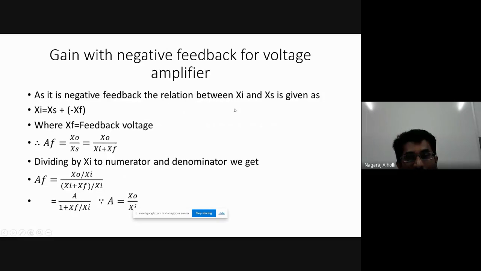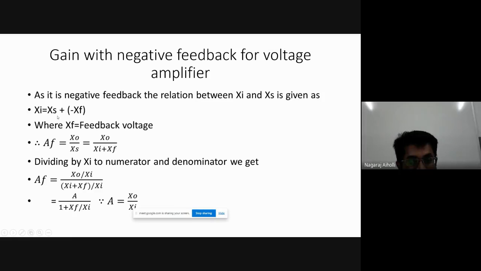As it is negative feedback, what is the relation between Xi and Xs? Xs plus Xf gives Xi. The mixer circuit will add the source signal Xs with the feedback signal Xf. But here, as it is negative feedback, it is minus Xf. We discussed just now that it is negative feedback for the amplifiers. So Xi is equal to Xs plus minus Xf.